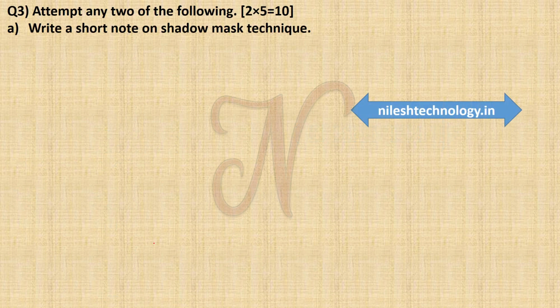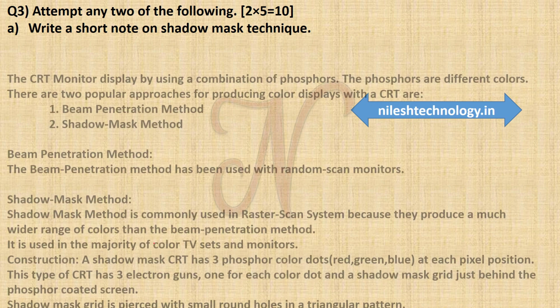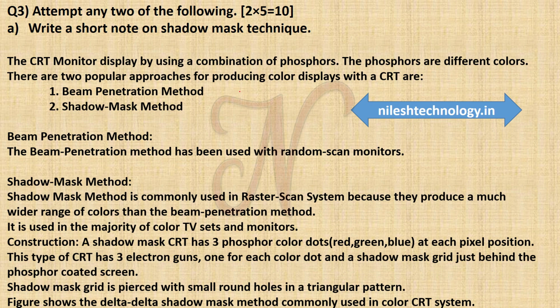So my third question is: attempt any two of the following. Write a short note on the shadow mask technique. This is the theoretical question related to the CRT monitor. There are two types of display, beam penetration and shadow mask. Beam penetration method is used with a random scan monitor and the shadow mask is used in a raster scan system because they produce a much wider range of color than beam penetration. It is used in the majority of color TV sets and monitors.